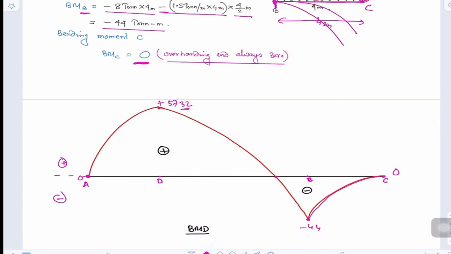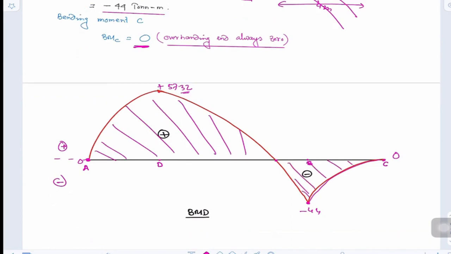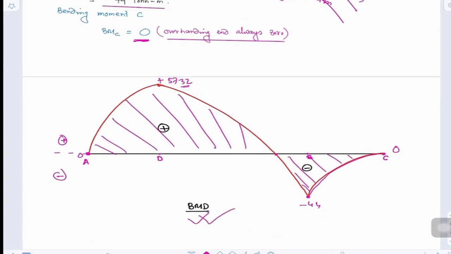you can hatch it. This portion is the positive bending moment and this portion is the negative bending moment, and the final diagram is called the bending moment diagram. So this is all about the bending moment and shear force diagram. I hope this is clear to you. There are a lot of things we need to discuss. The remaining portion we can discuss in the class.